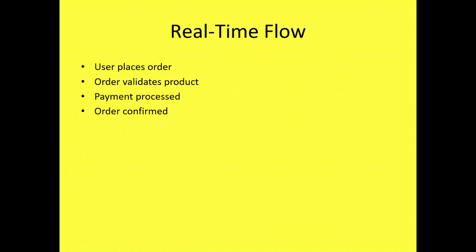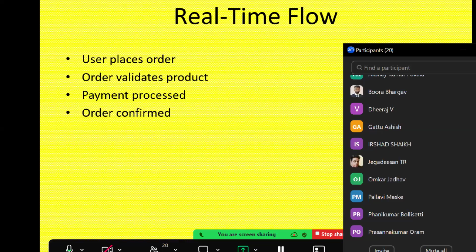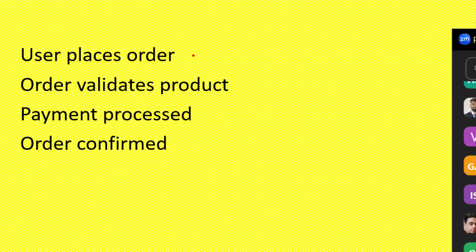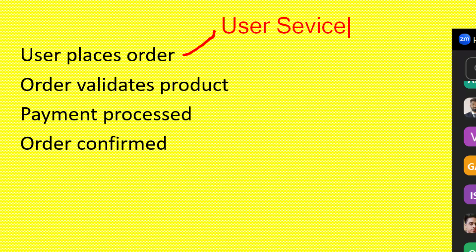Now tell me, when a user places an order, which service are we going to call? Order service. The order wants to validate a product. Which service will you go to? Product service.